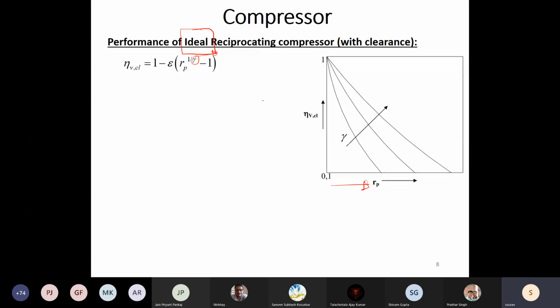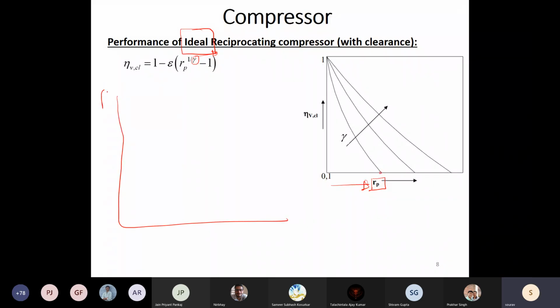Whereas if I have Rp equal to some Rp max, at some maximum Pc over Pe, what I say is my volumetric efficiency can go to 0. It means that the compressor will not suck in or compress and discharge any mass flow rate of refrigerant at that particular Rp max. Okay, so why is this happening?